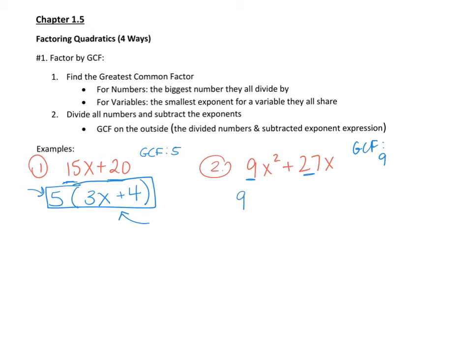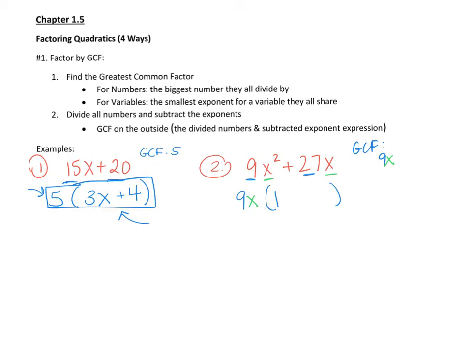Then I'm going to look at this variable. I've got an x squared and an x. They both have at least 1x. So my GCF is not only 9, but it's 9x. So I'm going to put my GCF on the outside. Then on the inside of those parentheses, I'm going to take 9 divided by 9, I get a 1. And you don't have to write the 1, but you can. Then I'm going to subtract the exponent.